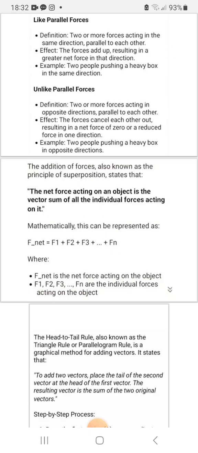A is pushing the box towards the left and B is pushing the box towards the right. A is applying F1 and B is applying F2, but the directions of the two forces are opposite, which will result in the cancellation of the two forces, resulting in a net force of zero.